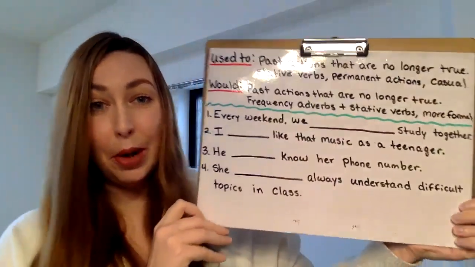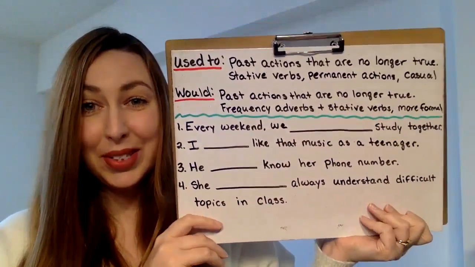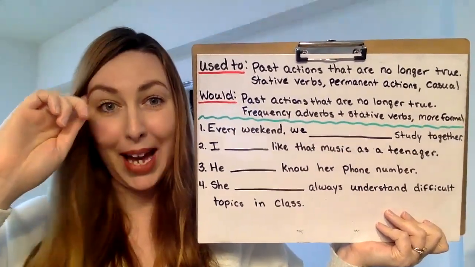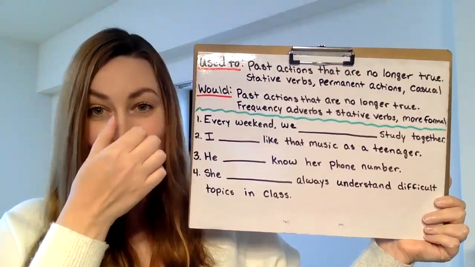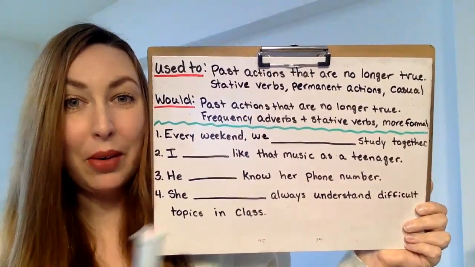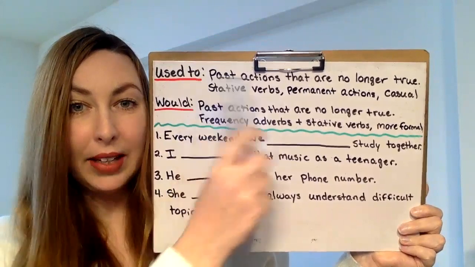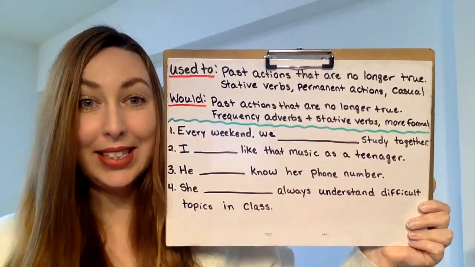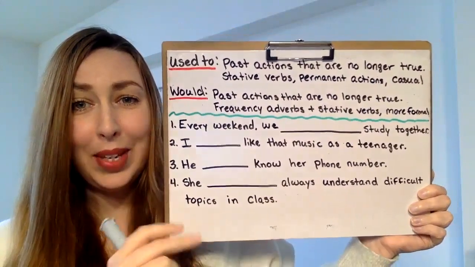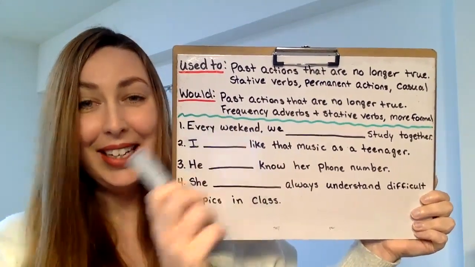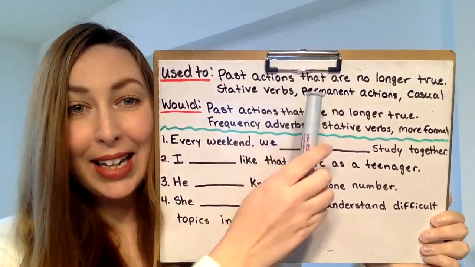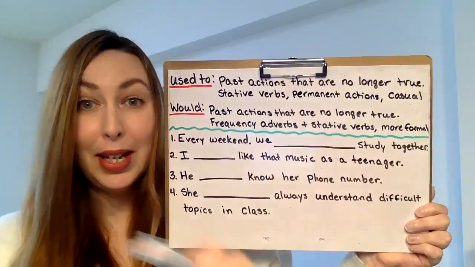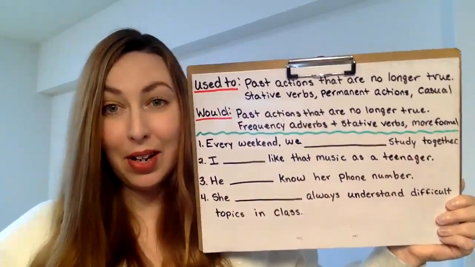Okay, so these are important to know because we use them quite a lot when we talk about the past, right? So used to and would, you need to know the difference between these two. Okay, so I have some examples of when we use these and when we can't use would, okay? So used to. When we talk about past actions that are no longer true. So past action that is no longer true.